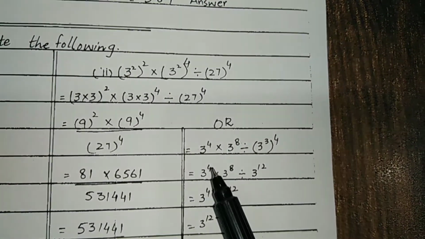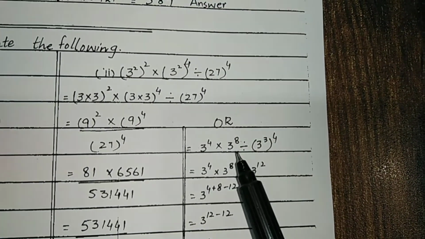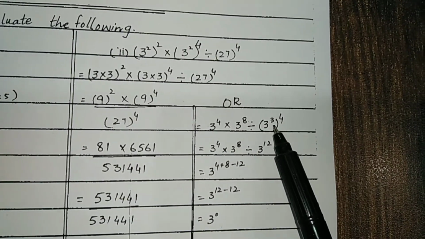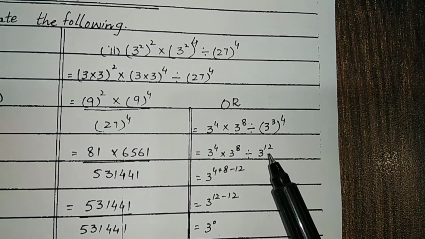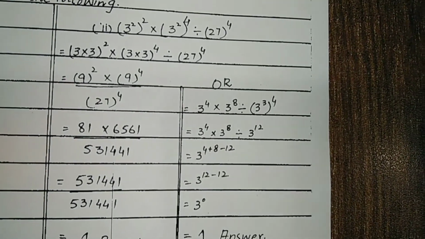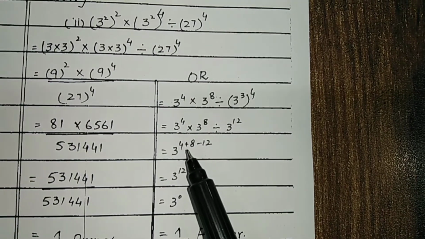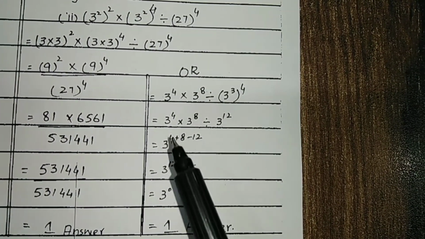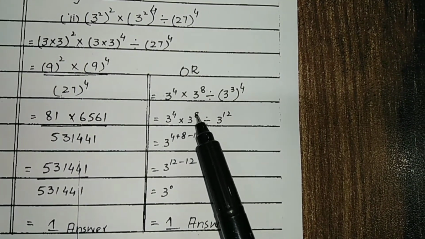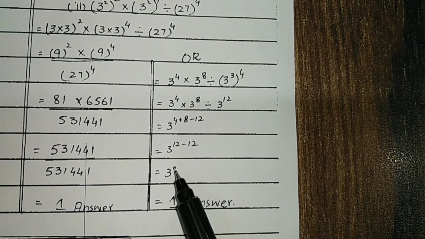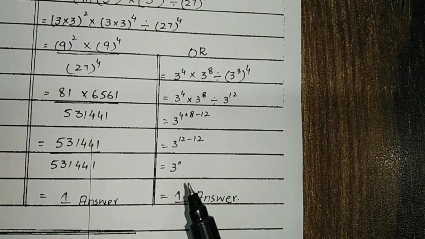So that will be 3 power 4 times 3 power 8 divided by 27, which can be written as 3 power 3. So (3 power 3) whole power 4 can be written as 3 power 12. Now their bases are the same and there is a multiplication and a division sign between them, so we have to add and subtract their powers. That is 3 power 4 plus 8 minus 12. 4 plus 8 is 12, 12 minus 12 is 0, and power 0 means that it is 1.